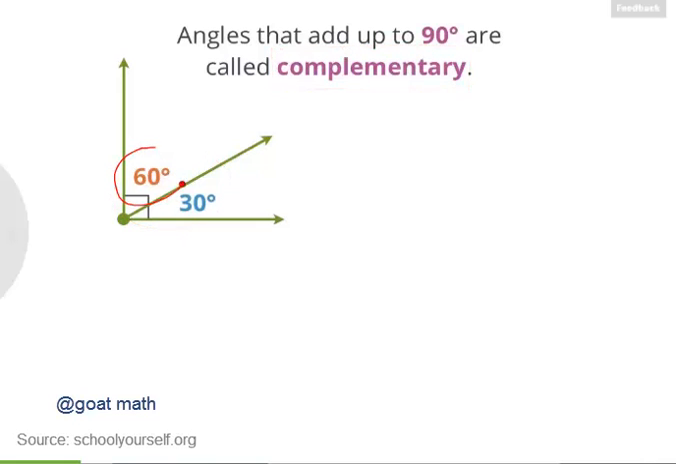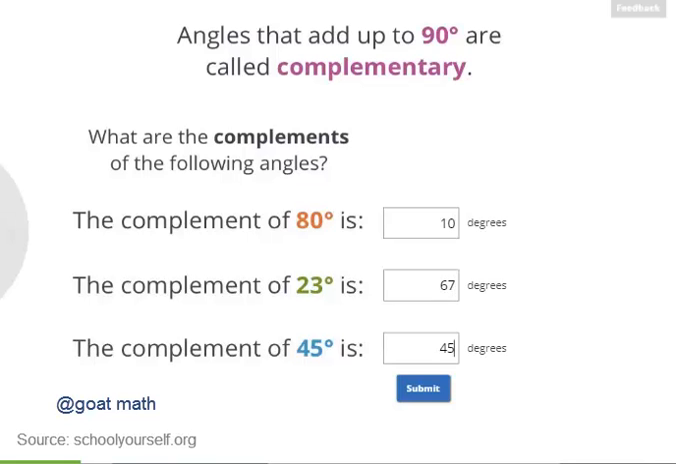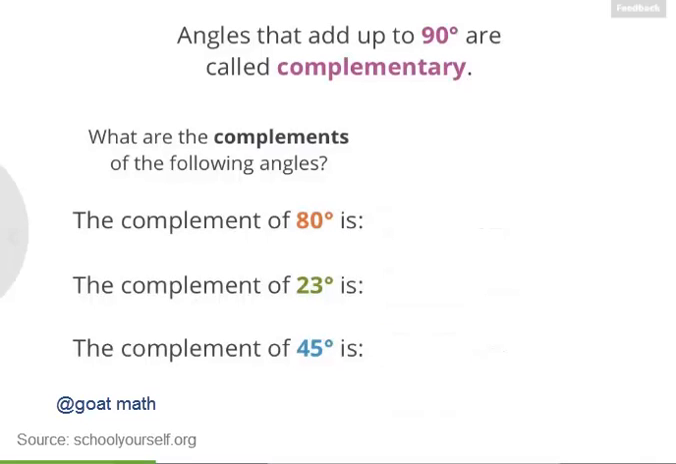In other words, the complement of 60 degrees is 30 degrees, and the complement of 30 degrees is 60 degrees, because together these two angles add up to 90 degrees. So next, try finding the complements of angles measuring 80 degrees, 23 degrees, and 45 degrees. Nicely done. An 80-degree angle is complementary to a 10-degree angle, 23 degrees is complementary to a 67-degree angle, and a 45-degree angle is complementary to another 45-degree angle. So this is the definition for complementary angles.